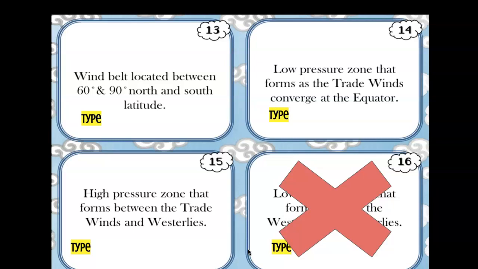Number 15, a high pressure zone that forms between the trade winds and the westerlies. Well, your trade winds end at 30 degrees, and that's where your westerlies start. So that 30 degree mark, north and south, we refer to as the horse latitudes.